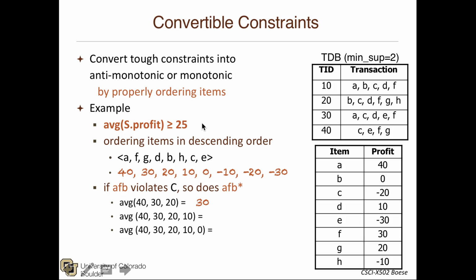So that meets this constraint: the average is greater than or equal to 25. Then we add the 10, and we still get greater than or equal to 25. Then we continue on and get to the 0, and once we've added these values and calculated the average, we hit 20. That's below the 25. If I continue processing, there's nothing to get the average back up to 25 or above. So we know that any further processing of this superset is going to violate this constraint.